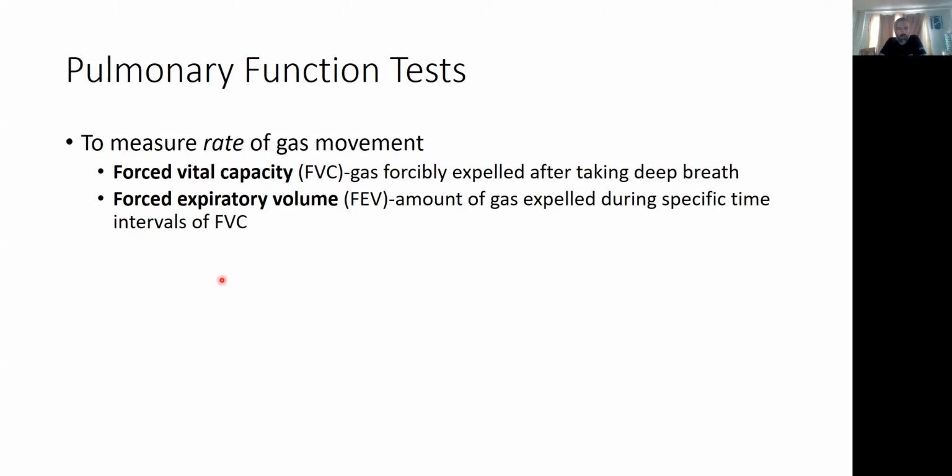We can also try to think about rate of movement, how much air can you move in a given amount of time. And so we can talk about, say, forced vital capacity and forced expiratory volume. Forced vital capacity is that gas forcibly expelled, right? And when they take that to a forced expiratory volume, here we're going to look at specific time intervals. Okay, so over a minute, over 2 minutes, whatever.